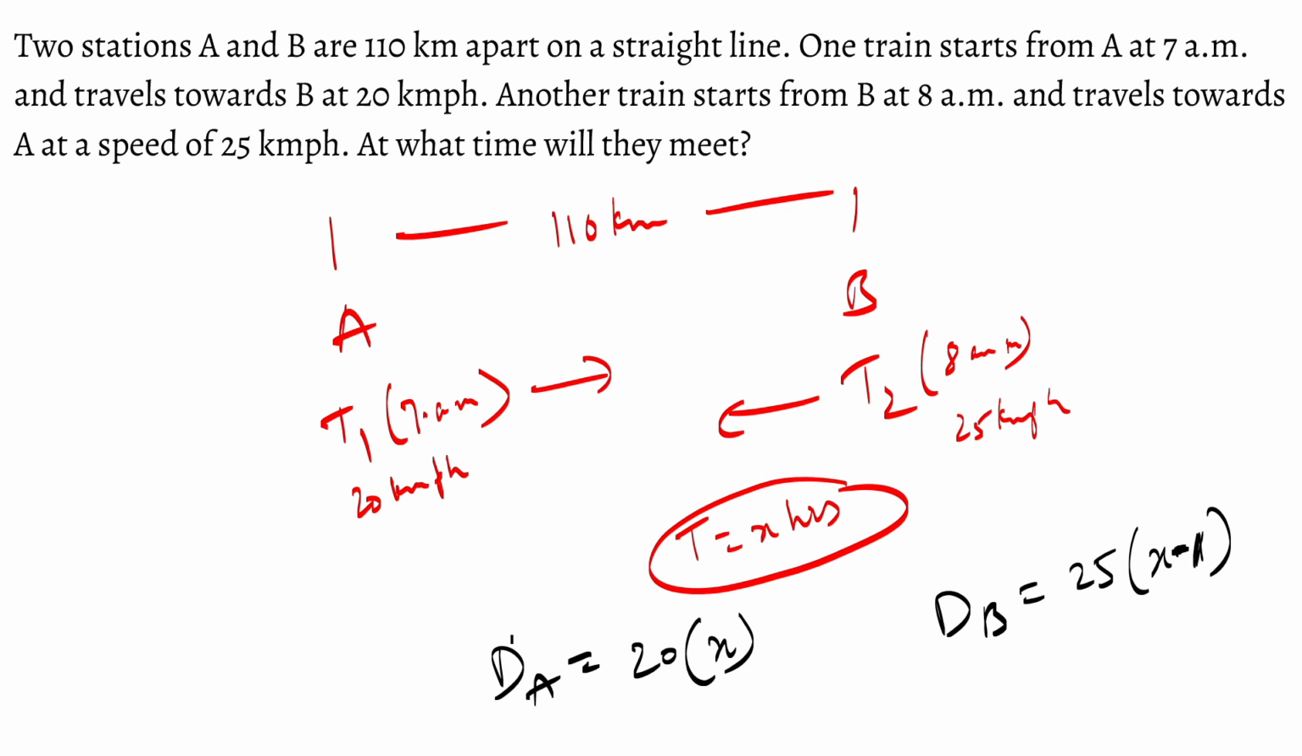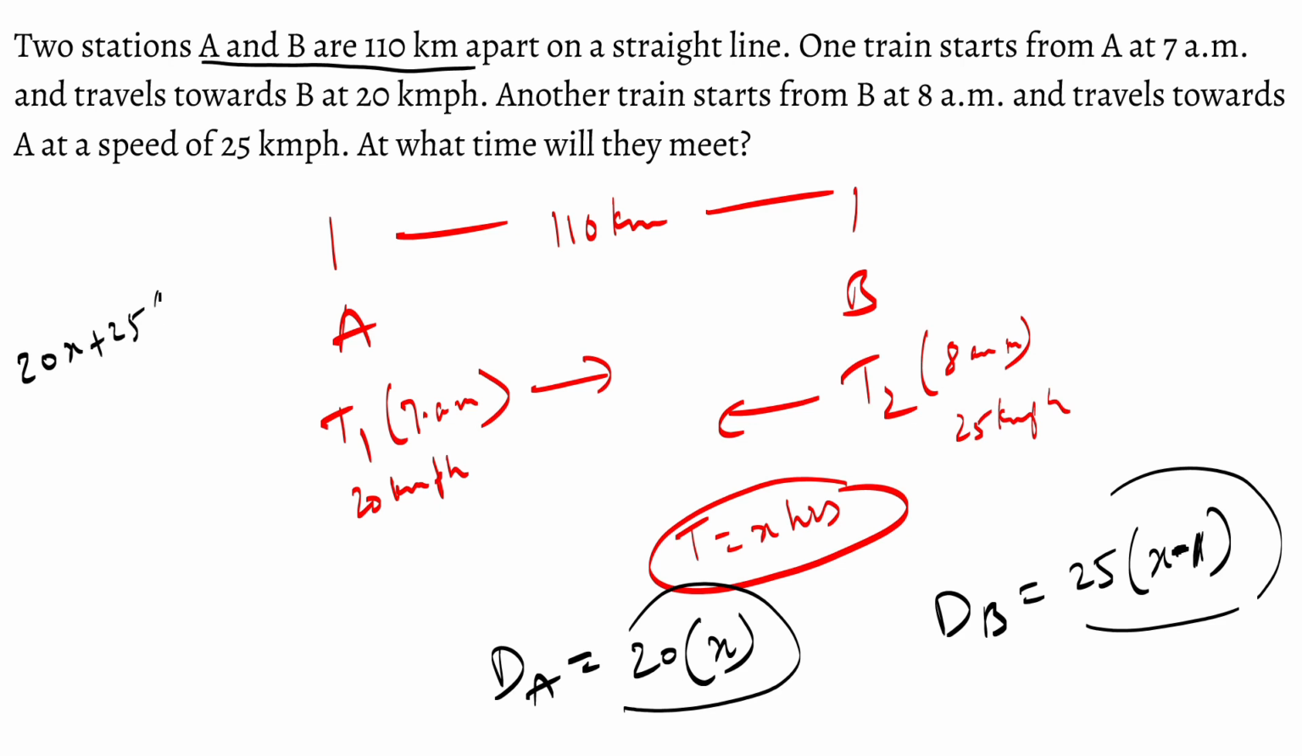So dA means distance traveled by the first train from A, whereas dB means distance traveled by the second train from B. As we know the distance between A and B is 110 kilometers, we can equate: this one plus this one will be equal to 110 kilometers. That is 20x plus 25 into (x minus 1) equals 110. Calculating this, we get x as 3. So 7 a.m. plus 3 hours equals 10 a.m. At 10 a.m. the two trains meet.